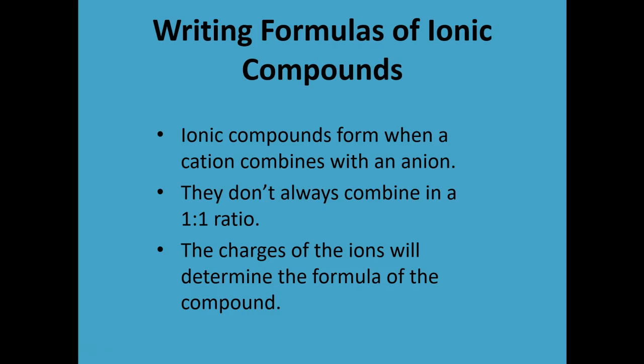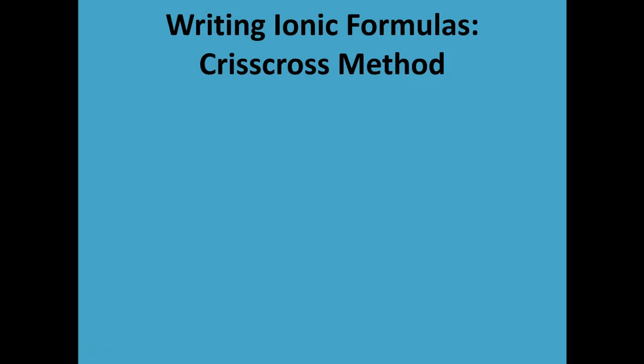So how do you write the formula for an ionic compound? Well, as we've said before, ionic compounds form when a cation combines with an anion, but they don't always do that in a 1-to-1 ratio. We mentioned that for sodium chloride, it is a 1-to-1 ratio, but for magnesium chloride, it's a 1-to-2 ratio, and we can get all kinds of different ratios in which these things combine. The formula of the compound is determined by the charges on the ions. And so let's look at some examples.